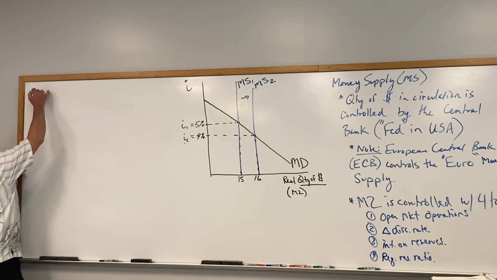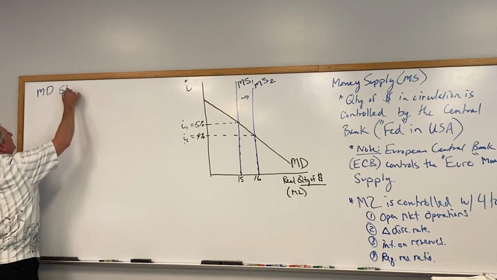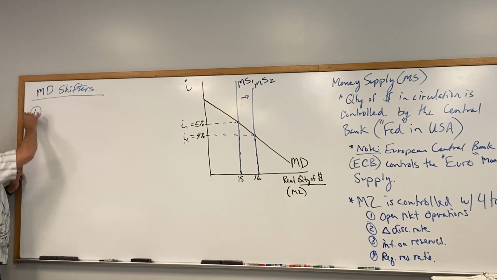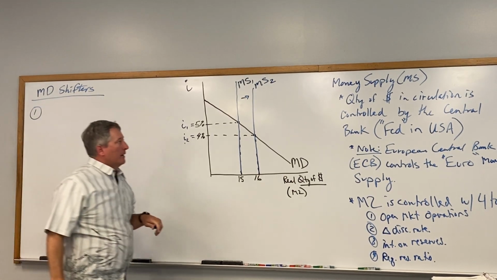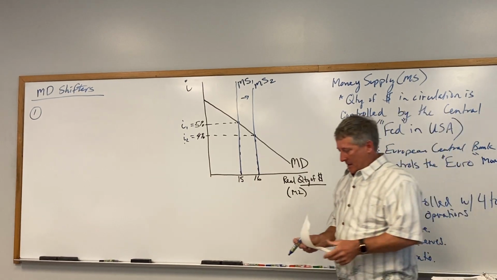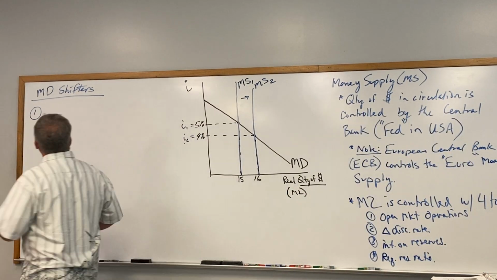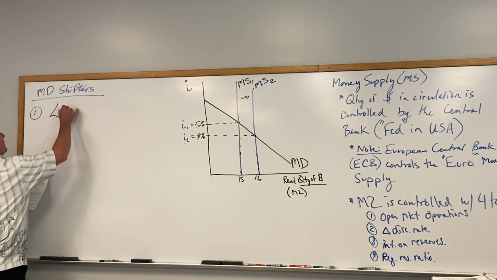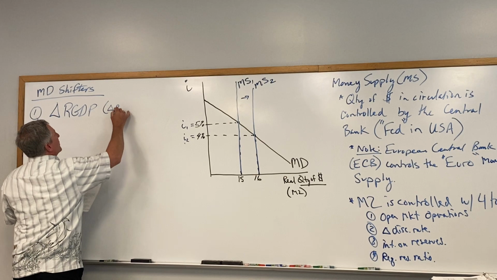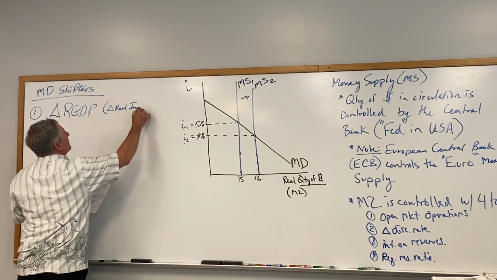All right, money demand shifters. Number one, it's the thing we held constant in the beginning. A change in real GDP, which is a change in real income.